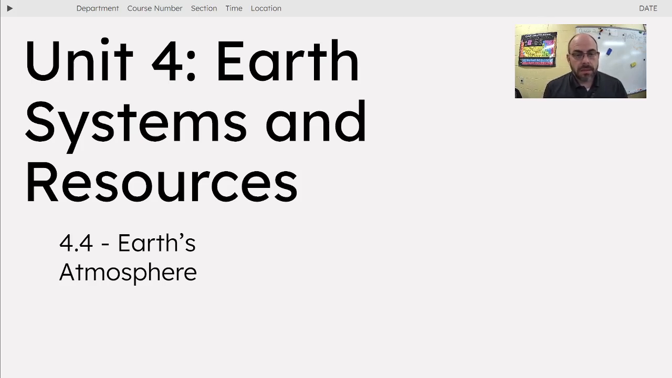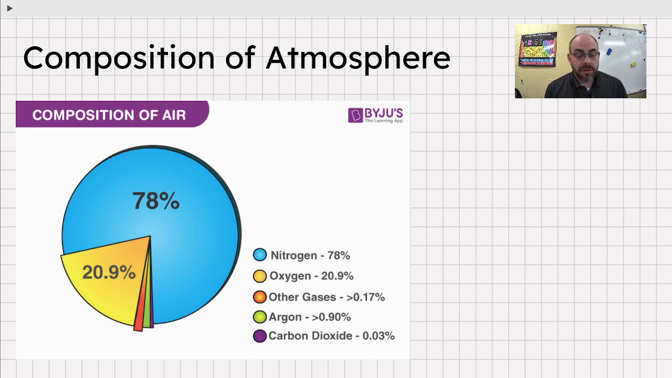Looking at Earth's atmosphere, let's look at the composition of Earth's atmosphere. The atmosphere is primarily nitrogen. 78% of the atmosphere is nitrogen.